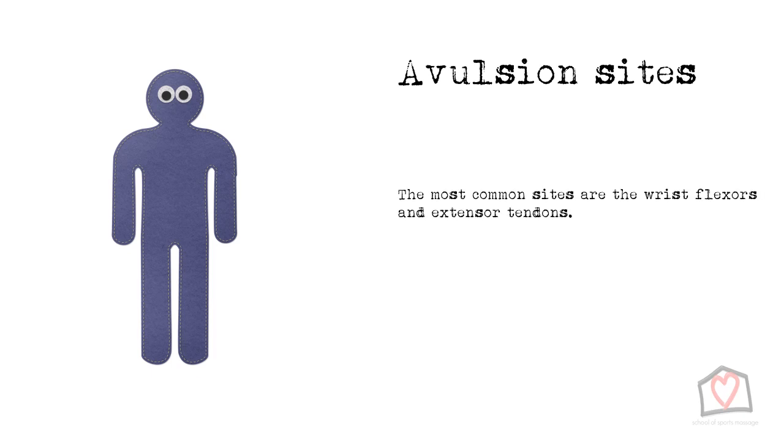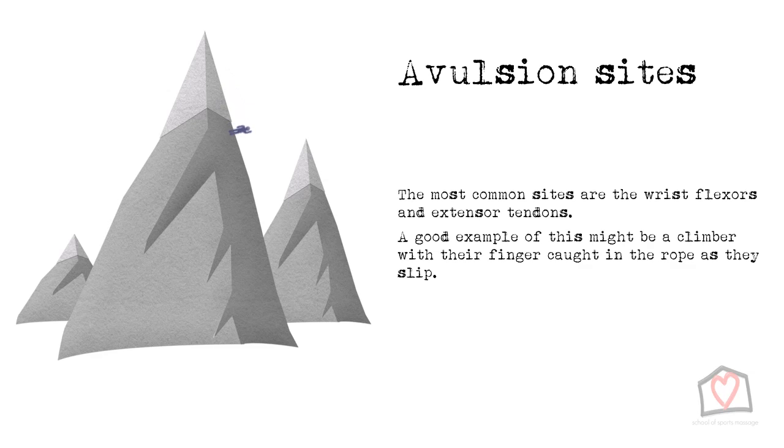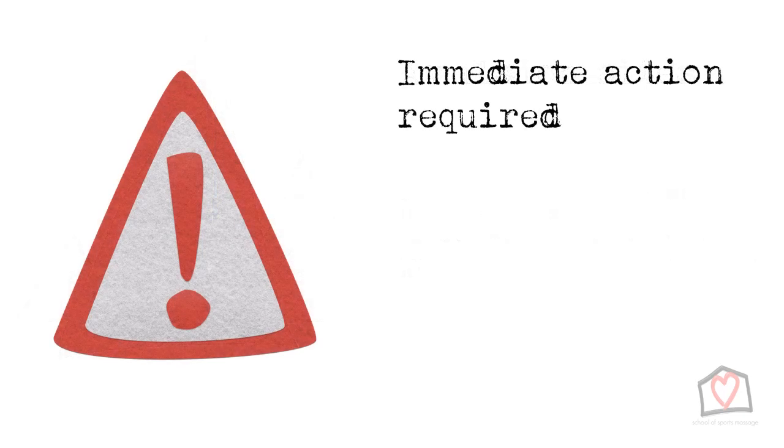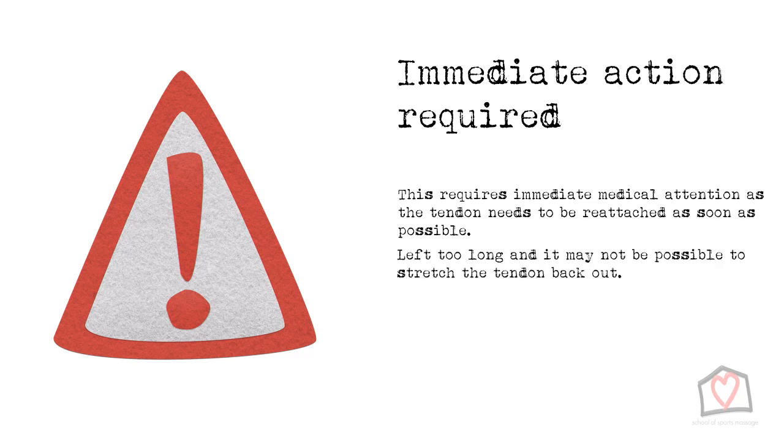The most common sites are the wrist flexors and extensors, which come about from trapping the hands or fingers in something and it being pulled sharply. A good example for this might be a climber with their fingers caught in the rope as they drop or slip. These sorts of injuries require immediate medical attention, as the tendons need to be attached as soon as possible, or it may not be possible to stretch them back out and reattach them properly.